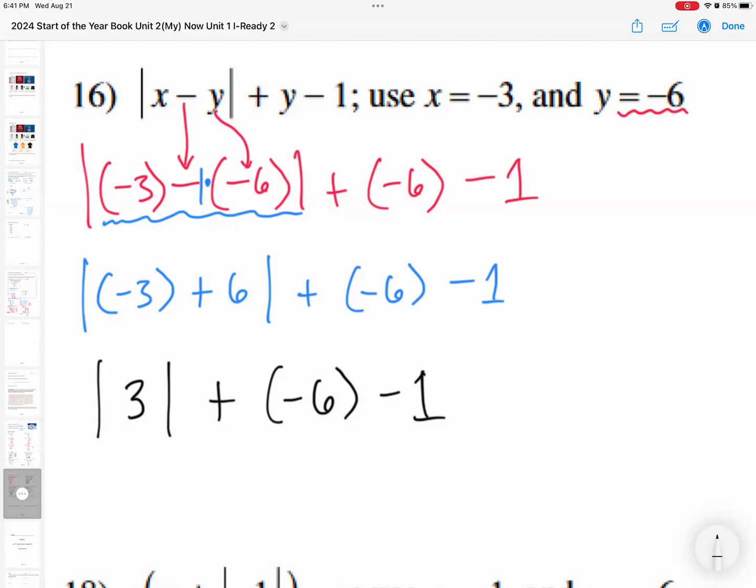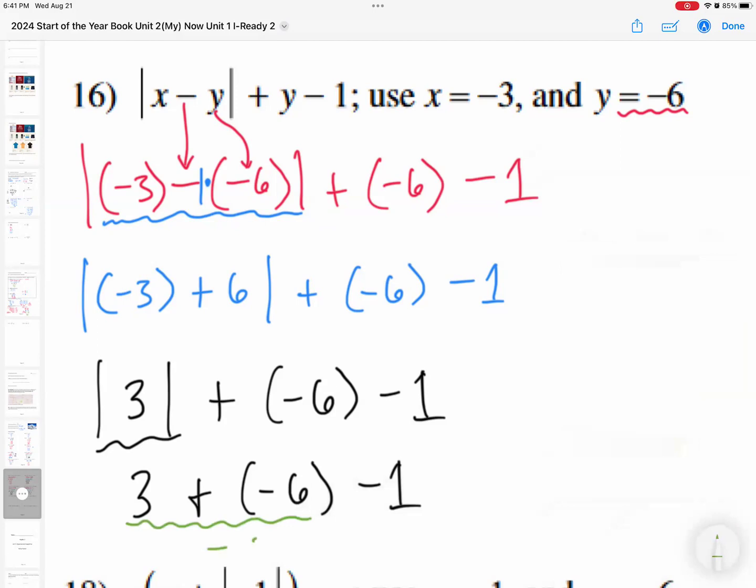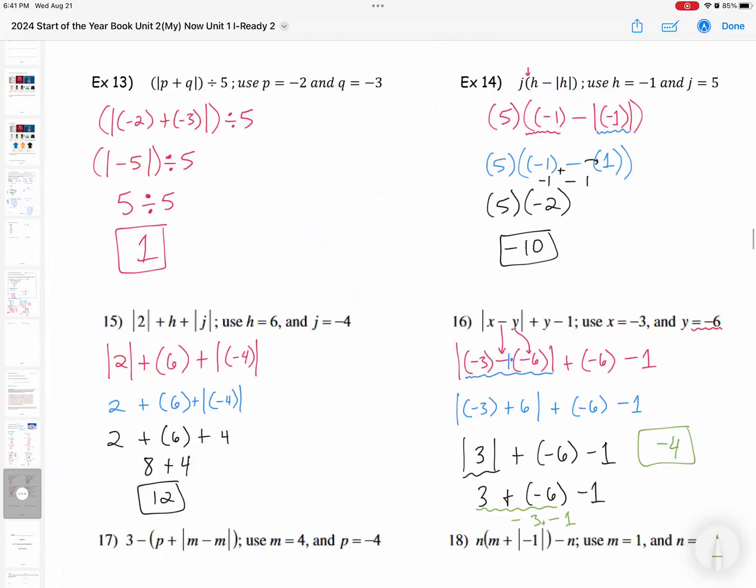Absolute value, that is really still seen as our grouping going on, so you have to continue to do that first. Absolute value of 3 is 3 plus -6 minus 1. And now we're essentially just adding and subtracting from left to right. So 3 plus -6 would be -3 minus 1, or -3 plus -1, for a grand total of -4 in the end. You should have gotten that. So again, as you paused and tried those, you should have these answers. If you didn't, you can go more specifically into the ones that you need.